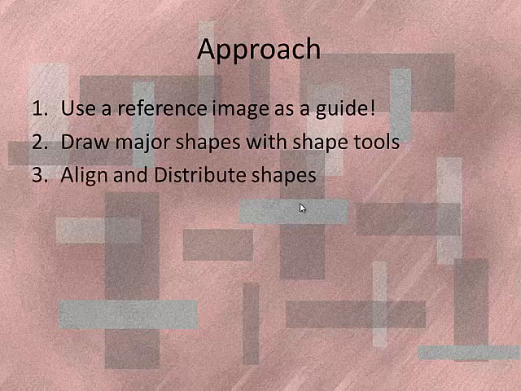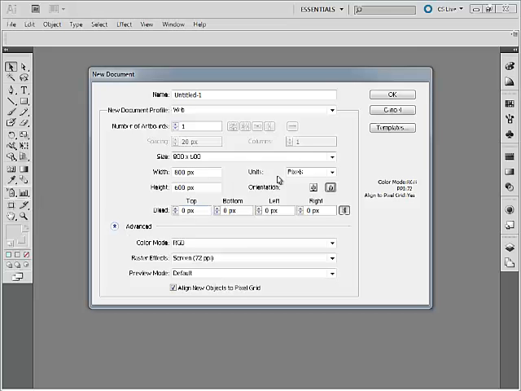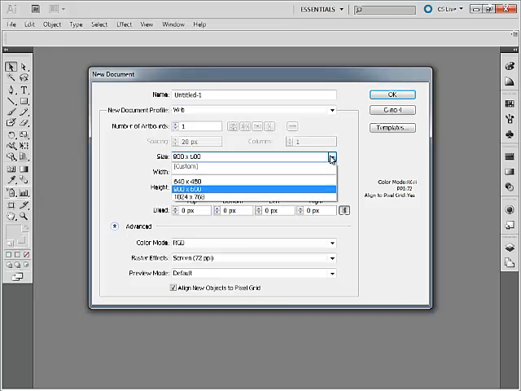You're going to use align and distribute shapes in the align panel so you can get some evenness to your design. You're going to combine shapes using the Pathfinder panel. That way you can create one shape that's got more complexity than a single shape by itself. You're going to use layers effectively to stack up items to get the look you want, and we're going to go from there.